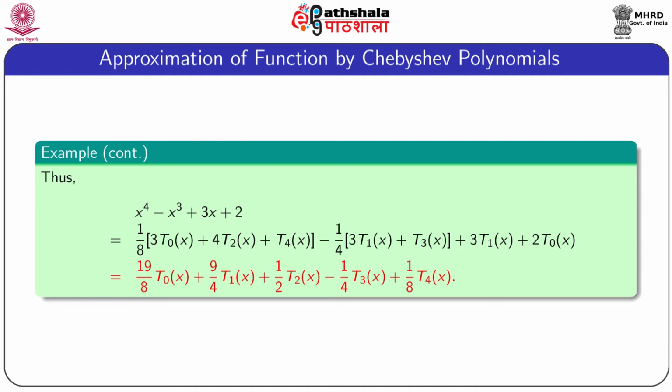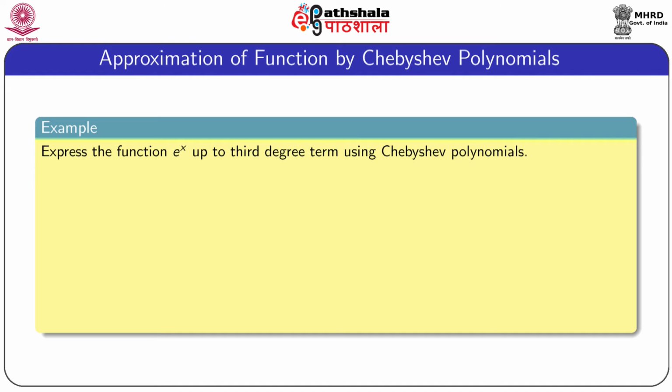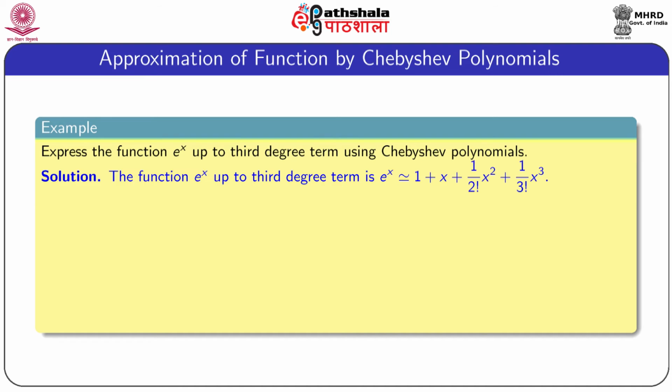That means the ordinary polynomial can be expressed with the help of Chebyshev polynomials, and the degree of the Chebyshev polynomials is also 4. Now, we consider another example. Here we expand the function e to the power x up to third degree term using Chebyshev polynomials. By Taylor series expansion, we know that e to the power x is approximately equal to 1 plus x plus x square by factorial 2 plus x cube by factorial 3, and this expression is taken up to third degree term.